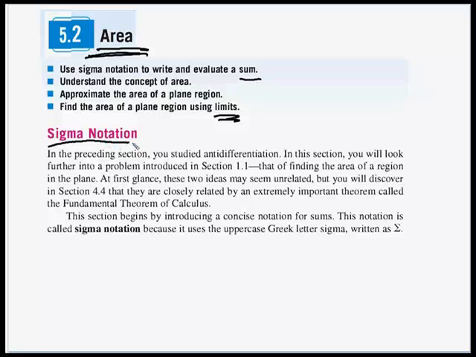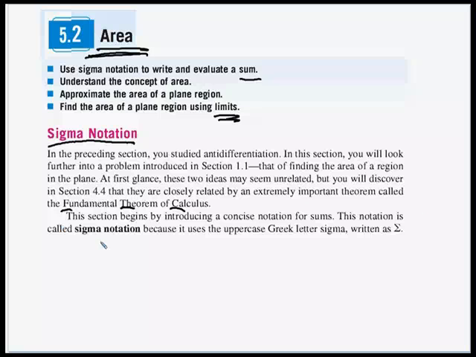So this sigma notation. In the preceding section you studied anti-differentiation. In this section you will look further into the problem introduced in section 1.1, finding the area of a region in the plane. At first glance, these two ideas may seem unrelated, but you'll discover in the next section, or in our book, section 5.4, that they are closely related by an extremely important theorem called the fundamental theorem of calculus. This section begins by introducing a concise notation for sums.